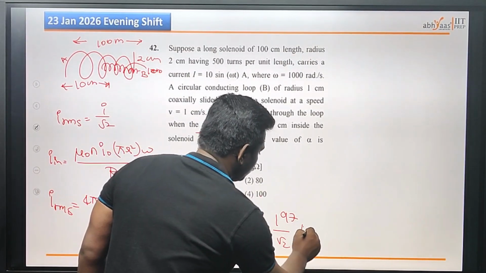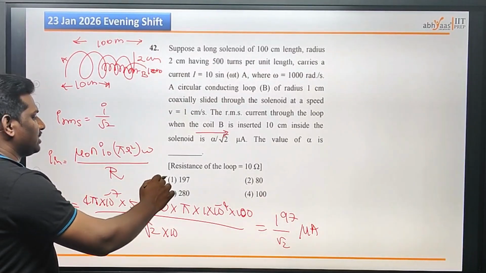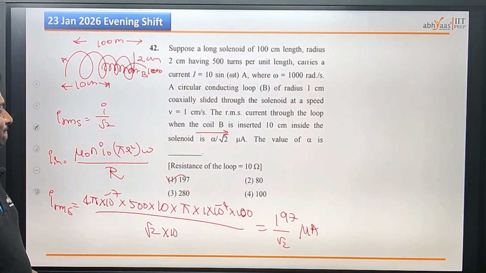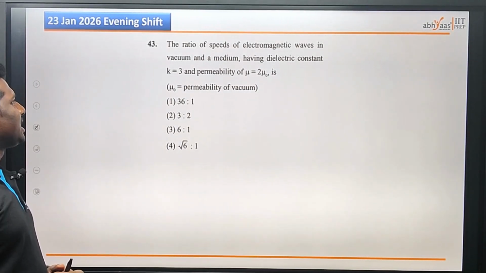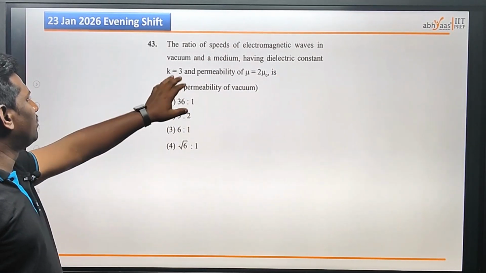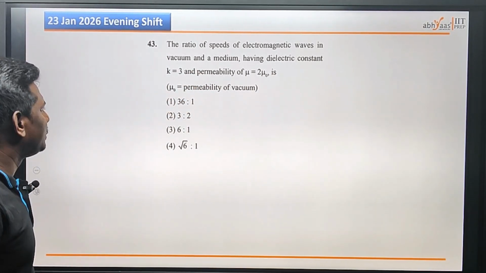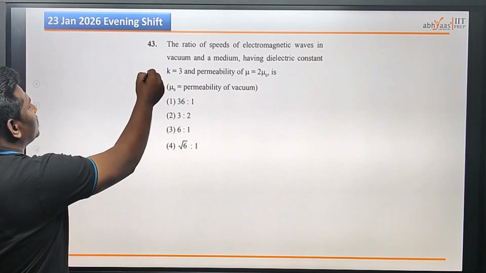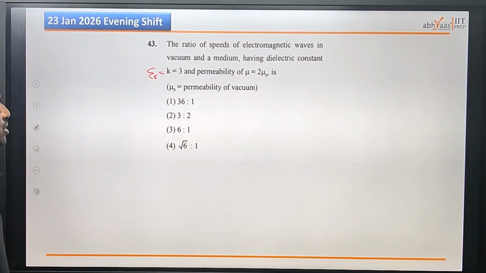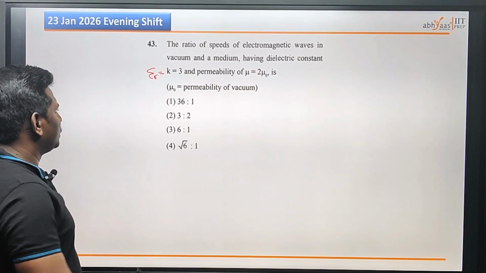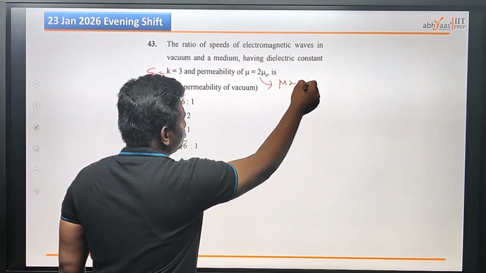197 by root 2 microamperes. 197 is your answer. So next, question number 43. The ratio of speeds of electromagnetic wave in a vacuum and medium having dielectric constant K 3. So dielectric constant K is nothing but epsilon r. Permeability mu equal to 2 mu naught, that is nothing but mu r equal to 2.